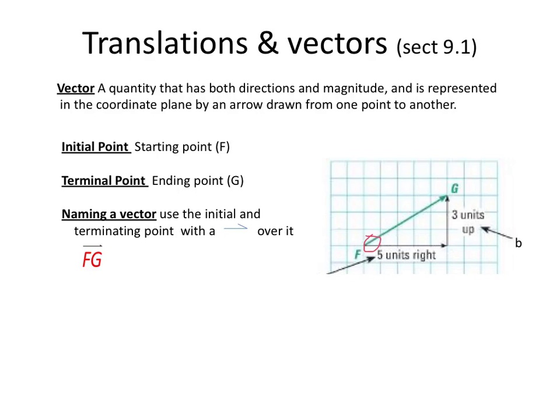Point G here is my terminal point because that's where the arrow is. So I started at F and I went to G. Now this is not just a ray, it's a directional thing that tells me which way to go and how far to go. When you name a vector, you use the initial point to the terminating point, and you draw an arrow that almost looks like a ray, but it only has the one side.